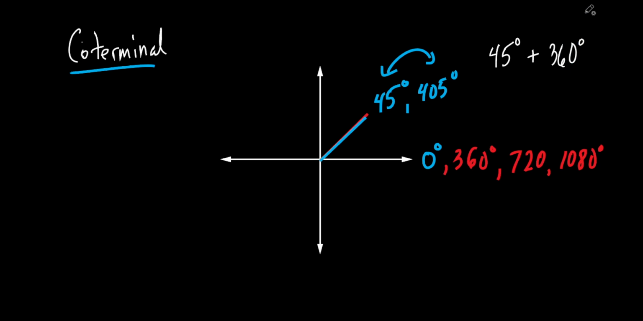And what if I went around twice? How would I find the coterminal angle, like the next one after 405? Times 2, that's right. And if I went 3 times around, times 3. But still, you have to add that 45 to it. Does that make sense? So let's say I go around 3 times. What does this tell me? This tells me I go around 3 rotations plus that 45. All right? So here's what you do.